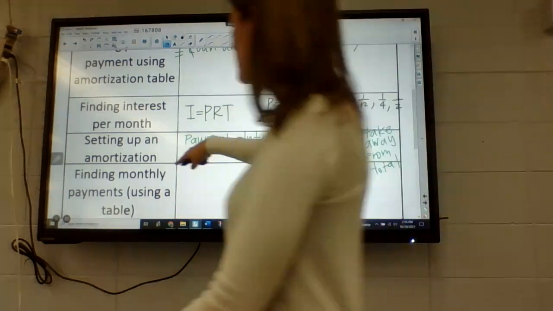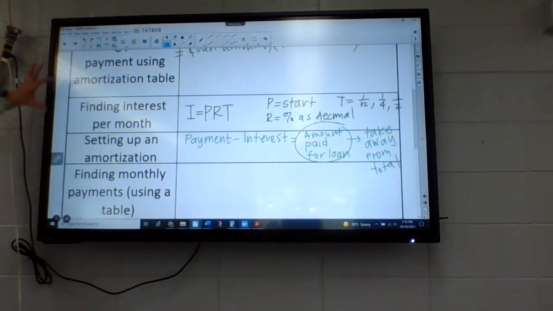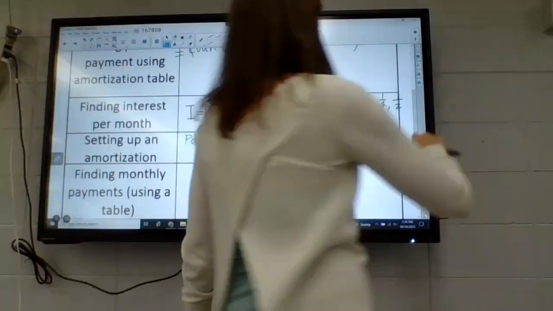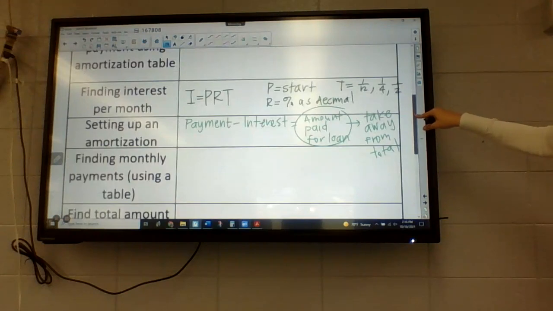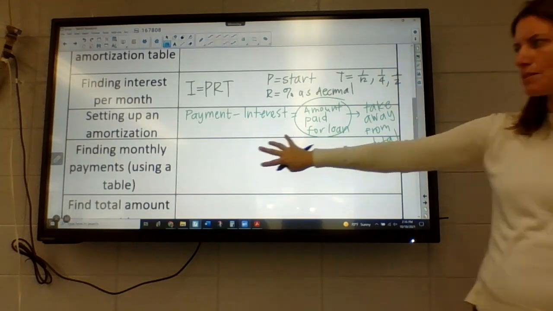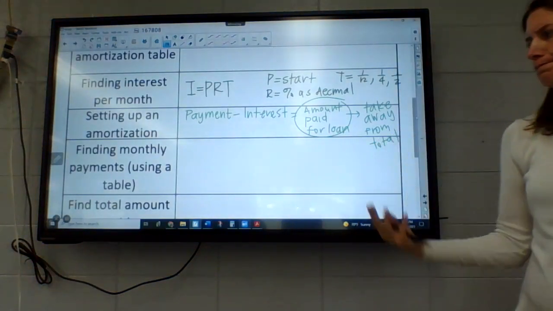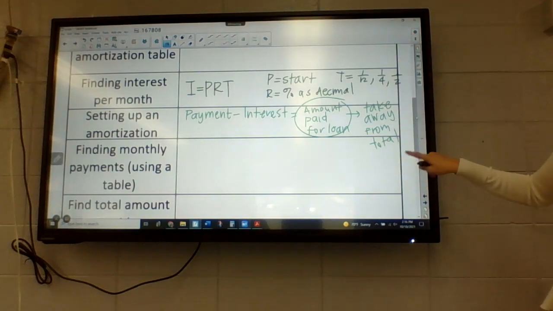Finding monthly payments, I guess these two are really the same. I don't know why I have that on there twice. Periodic is the same as up here, monthly is just our 12. So I don't need to rewrite anything there, I don't think.